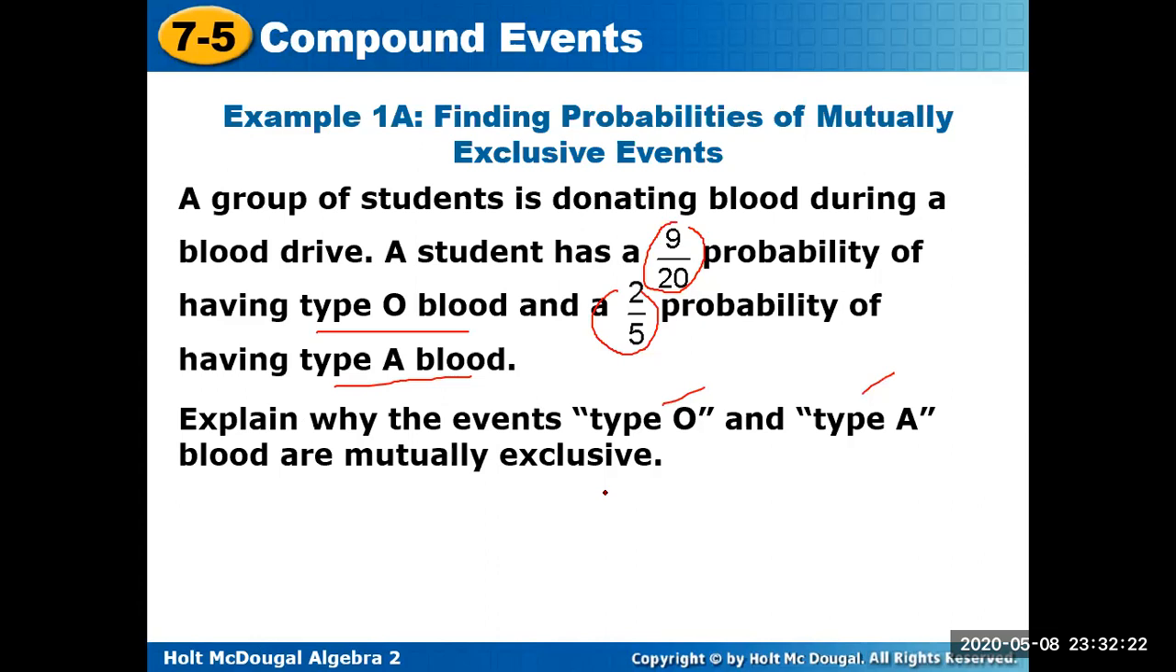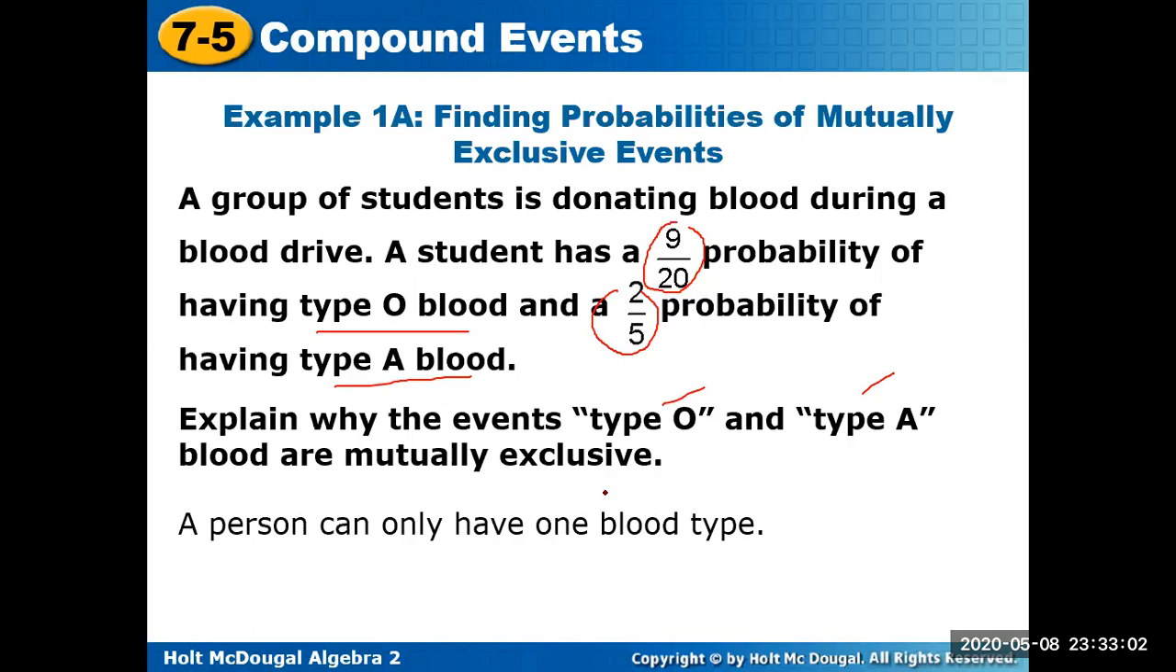First of all, we need to explain why the events are mutually exclusive. It's really simple to understand: a single person cannot have two different types of blood at the same time. A person can have either type O blood or type A blood. He cannot have type O and A at the same time. That's why the two events are mutually exclusive. That means both of them cannot exist in the same person at the same time.